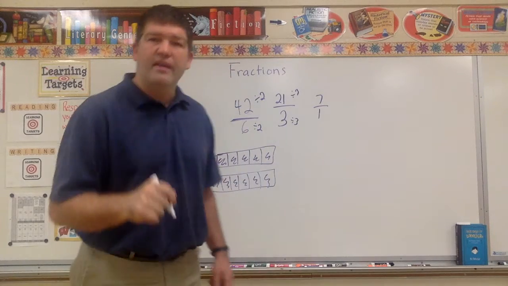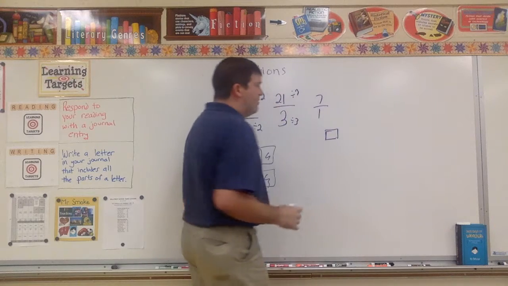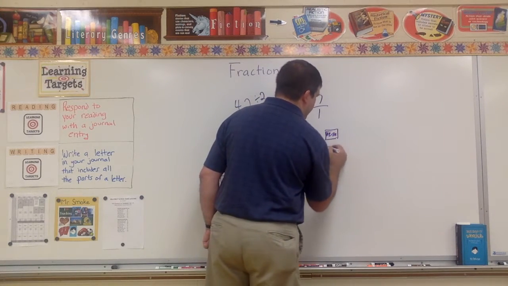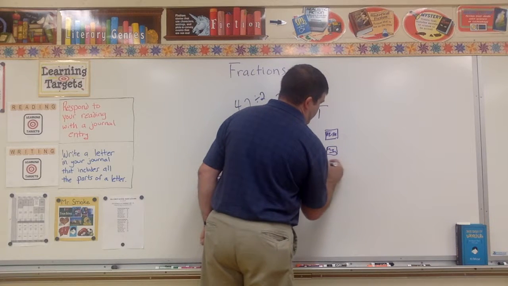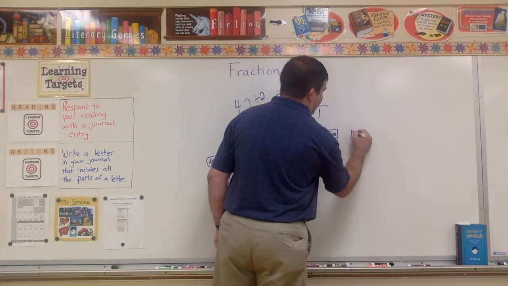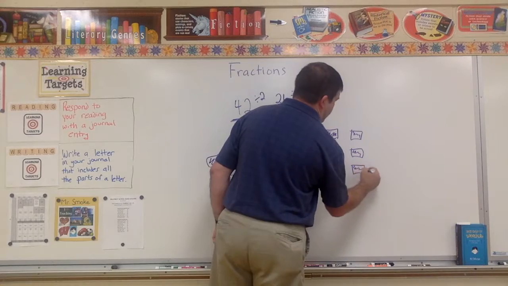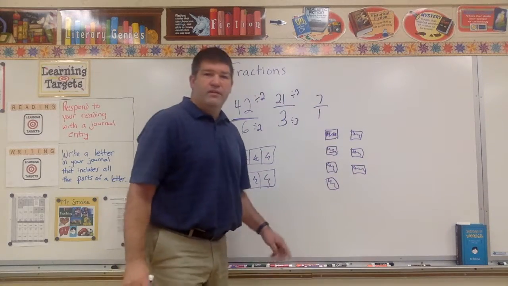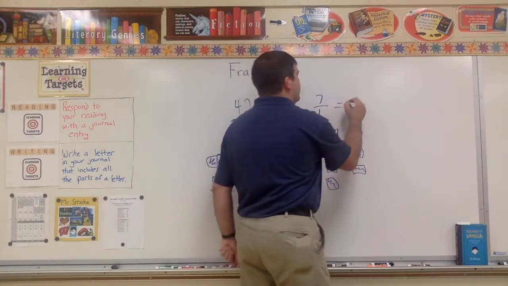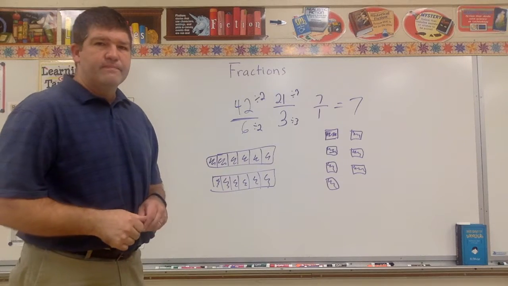7. Okay? The other way to look at it is if 1 is my whole, I need 7. There's 1, 2, 3, 4, 5, 6, 7. So these are all wholes, all ones. So 1, 2, 3, 4, 5, 6, 7. 7 divided by 1 equals 7. Okay?